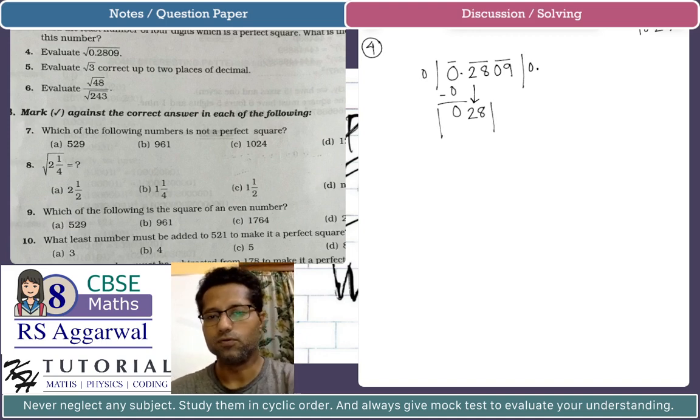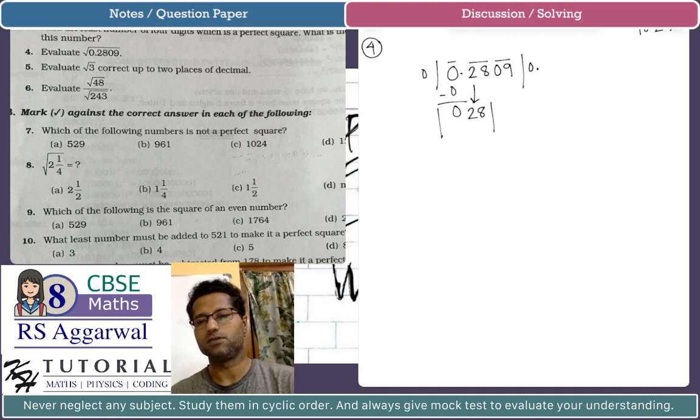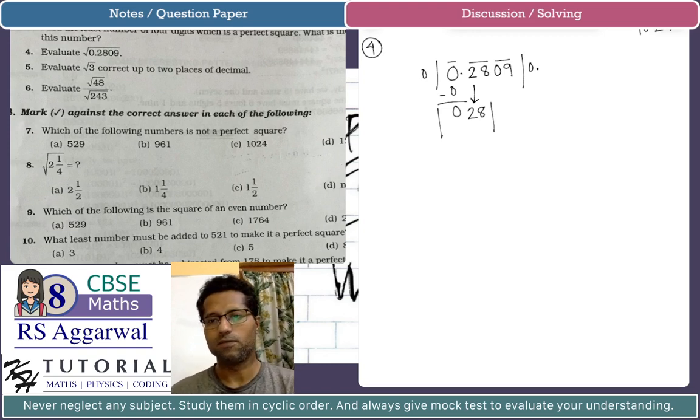Now we have to find the next divisor. The next divisor, the partial divisor, will be whatever the current quotient is multiplied by 2, ignoring the decimal point. So the current quotient is 0 point, 0 point means 0.0.